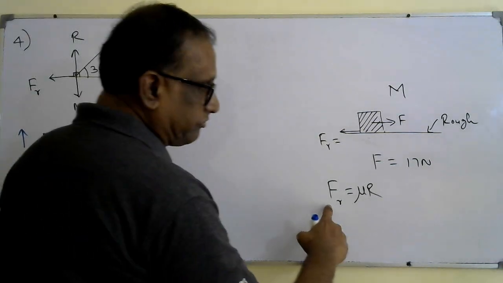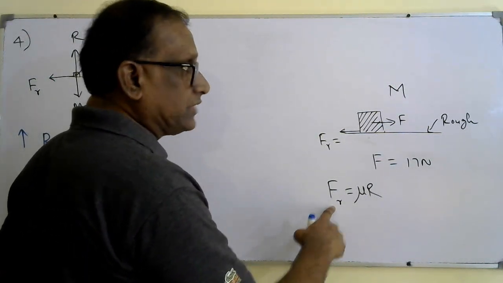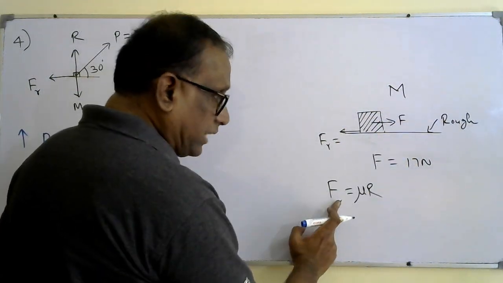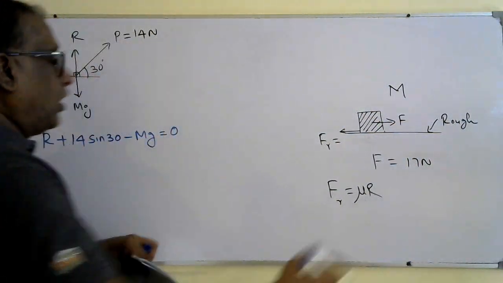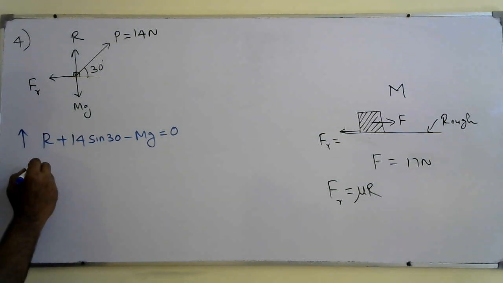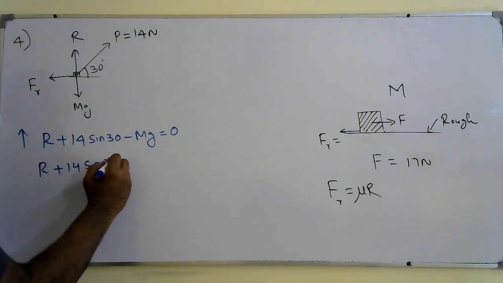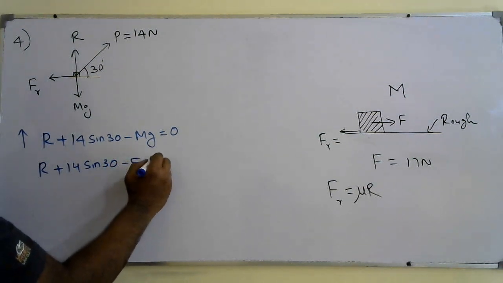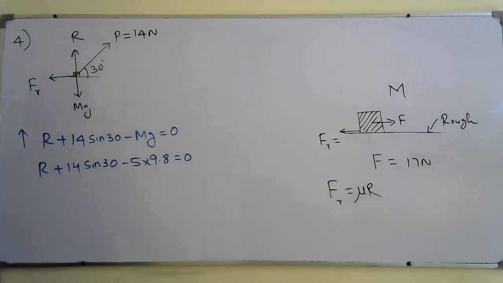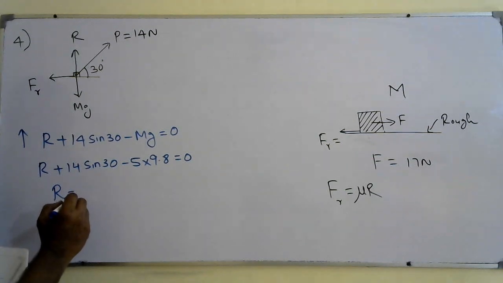The limiting friction is given by Fr equals mu R. That is the maximum friction, it can't apply more than that. If the horizontal force becomes more than this, it will move. So we'll find the maximum friction using F equals mu R. R plus 14 sin 30 minus mass, which is 5 into 9.8, equals 0. From this you will get R equal to 42 Newton.